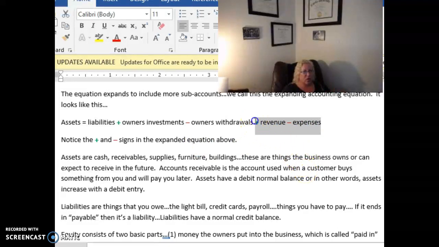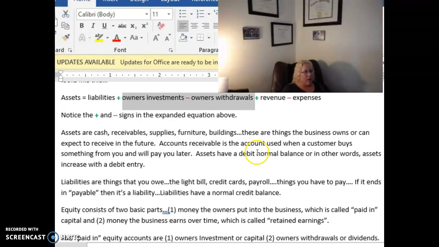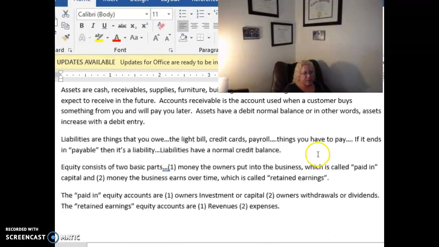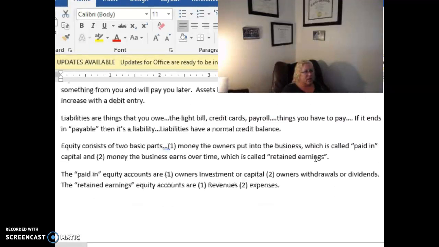So the first two portions of that expanded accounting equation are paid in equity, meaning that the owners just gave the business the money, or they paid it in to get it started, get it up and running. And then the second part, the revenue and expenses, this is your retained earnings. So we take our revenue, we subtract our expenses, and what is left, we call that retained earnings. It's basically what we earned and didn't have to pay out for an expense.